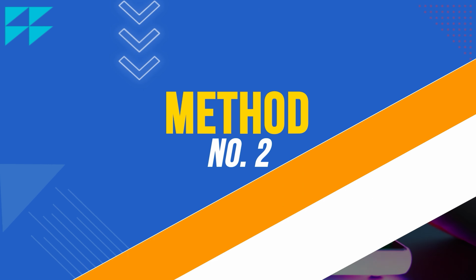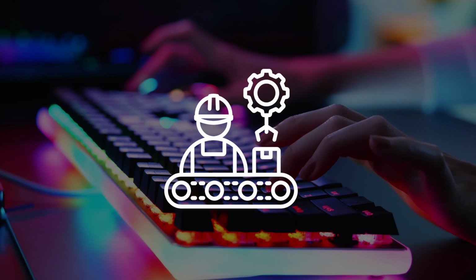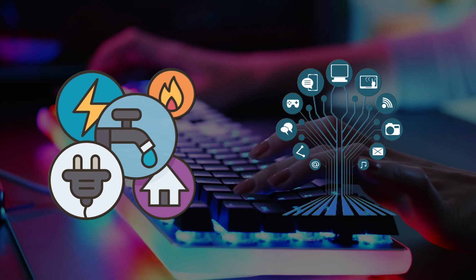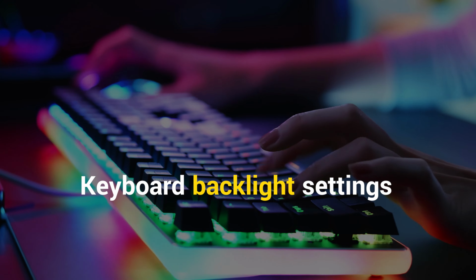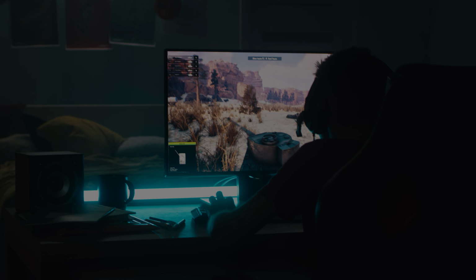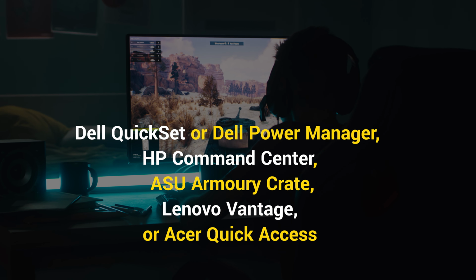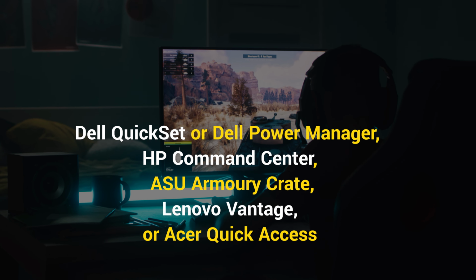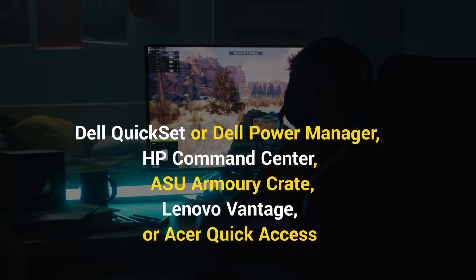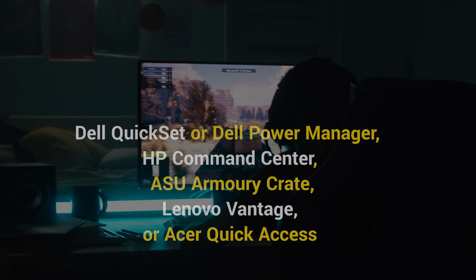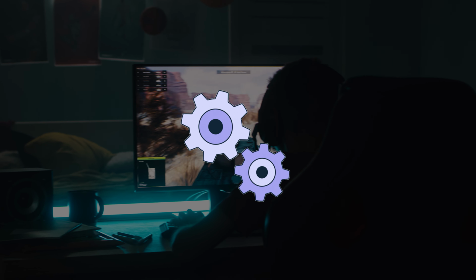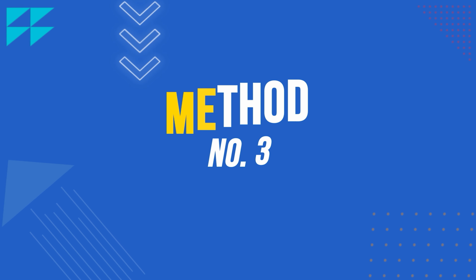Method 2. Use OEM software. Some manufacturers may provide software or utilities to control keyboard backlight settings. For instance, use Dell QuickSet or Dell Power Manager, HP Command Center, ASUS Armoury Crate, Lenovo Vantage, or Acer Quick Access. Locate the setting within your chosen tool and use it.